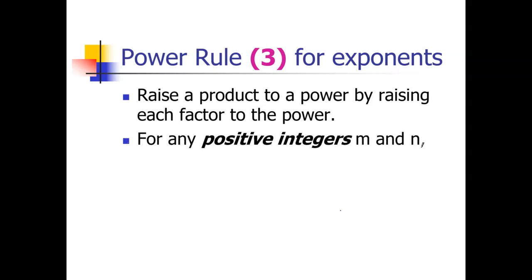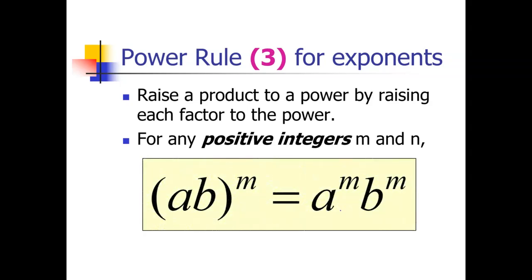Raise a product to a power by raising each factor to the power. For any positive integers m and n, (a times b) to the power m equals a to the power m, b to the power m.